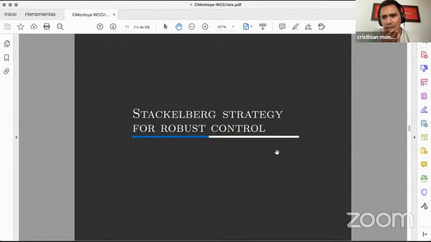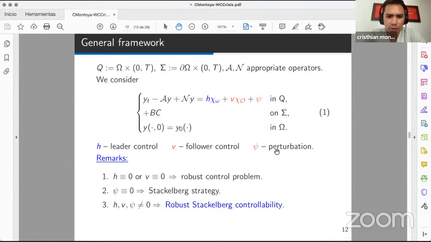Okay, and now the mix between these two concepts in only one that we call robust Stackelberg controllability. This is a general framework where y represents the state. This system is a general situation where A is a linear operator and N can be a nonlinear part. On the right-hand side, we have three forces. h will be the leader control, v is the follower, and psi is the disturbance signal.